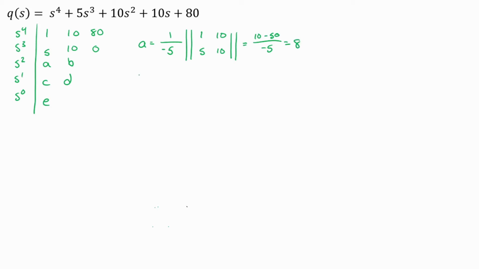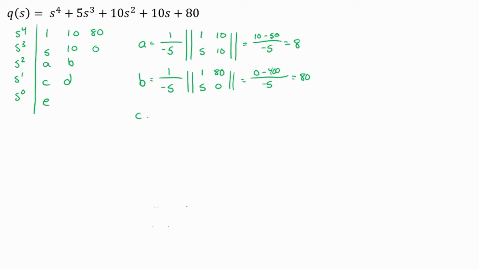Same with B, which again will be 1 over negative 5, 1, 80, 5, and 0. 0 minus 400, all over negative 5. So what we'll have here is a positive 80.